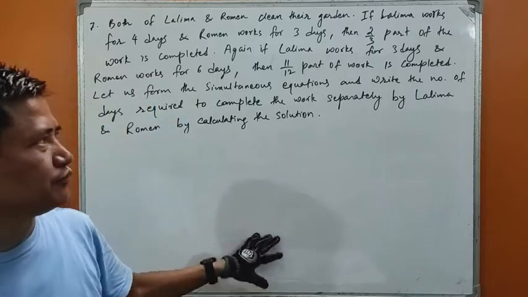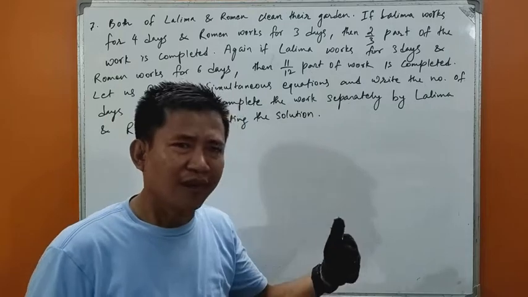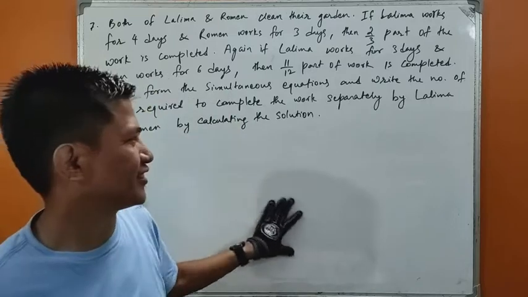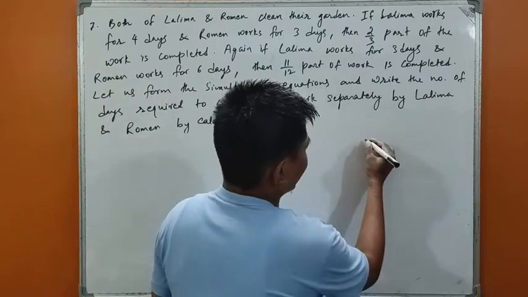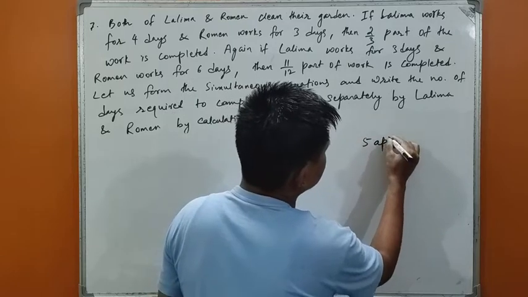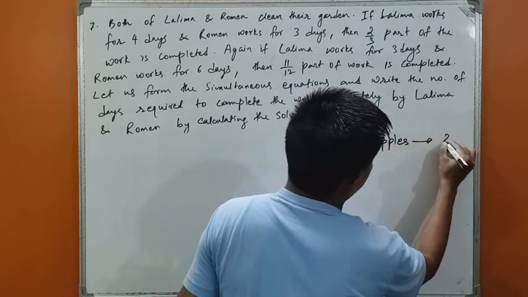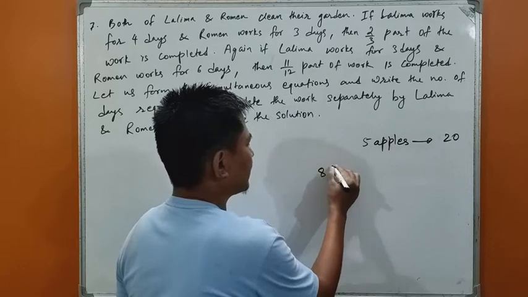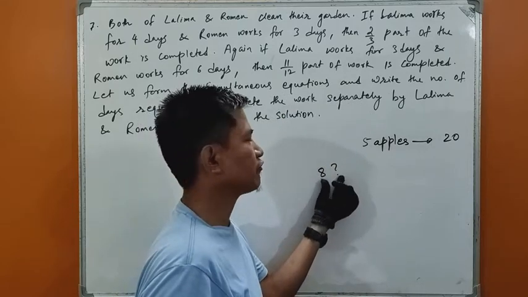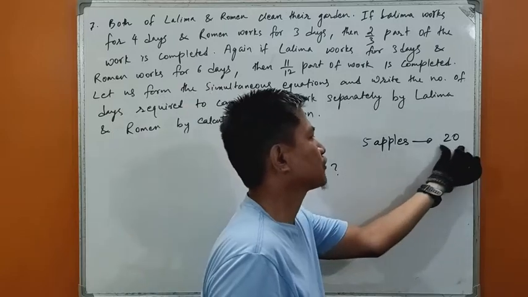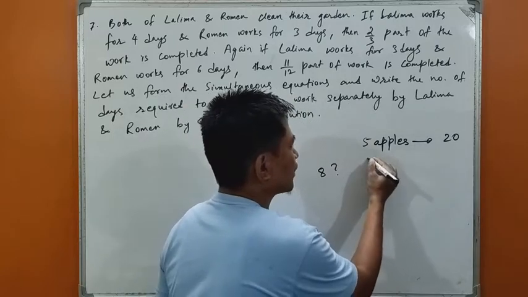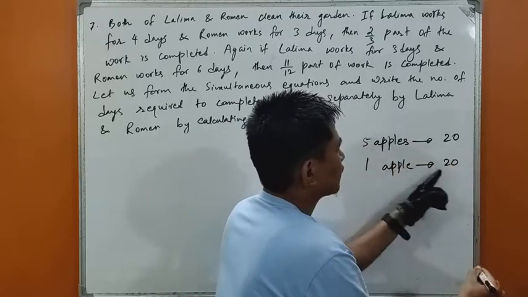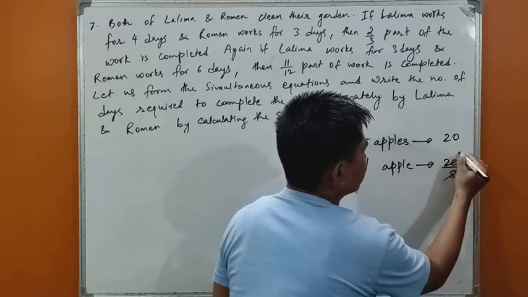Okay. Now, before we proceed to solve this question, let us recall the unitary method, which we have already learned in our general classes, isn't it? Now, if the cost of 5 apples is rupees 20, then what is the cost of 8 apples? If 5 apples cost rupees 20, what we do is we find the cost of 1 apple, isn't it? So the cost of 1 apple will be 20 upon 5. 5 1s are 5, 5 4s are 20, isn't it?